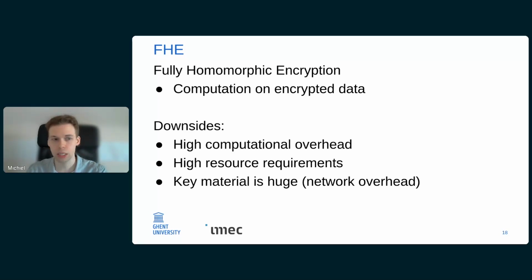But we've seen some downsides to it, that it has a very high computational and resource overhead. I'm talking about very powerful CPUs and a lot of memory usage. And then we've seen that the key material, so you have different types of keys, and different keys are needed for fully homomorphic encryption, can get quite large. And if you need to transmit them over a network, you also have a lot of network overhead.